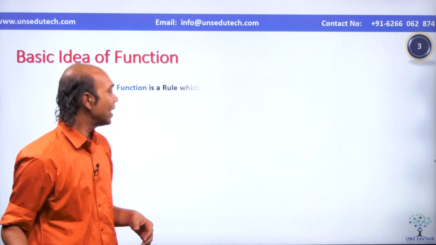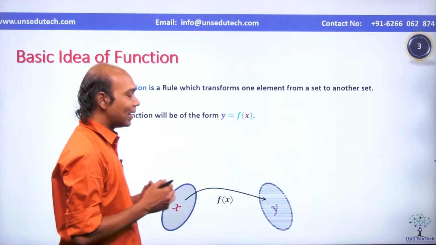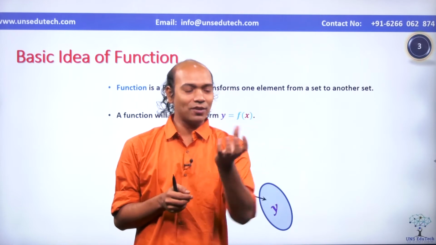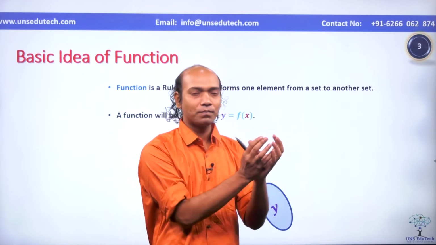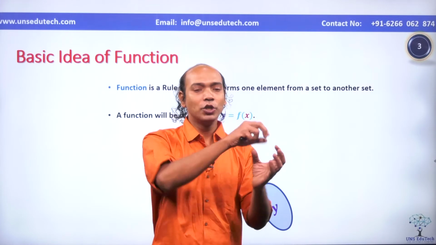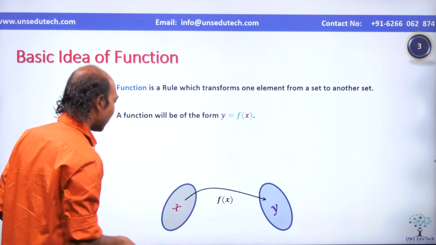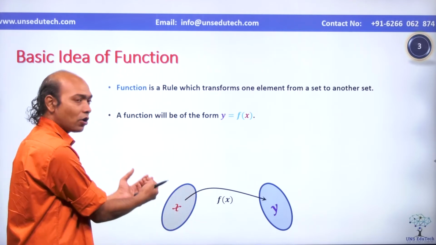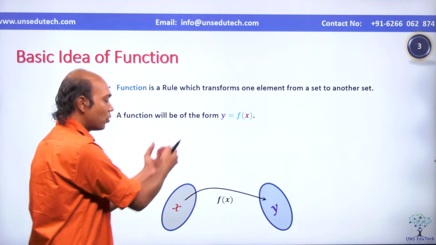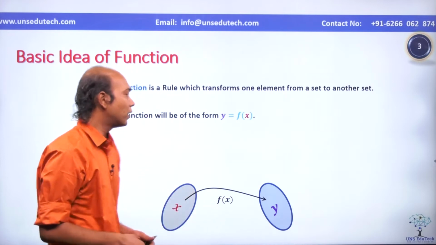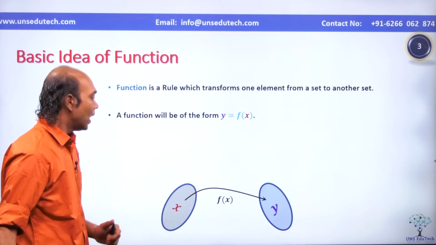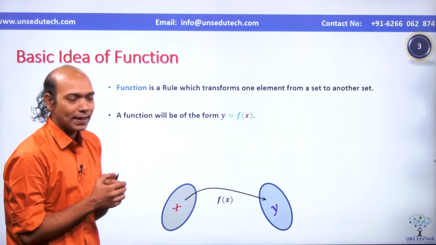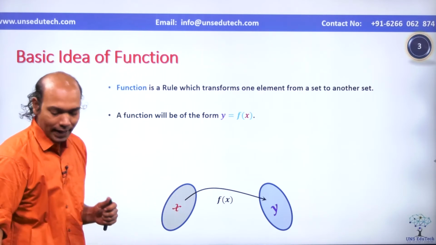So, here for any function, we say there is a rule that takes one element from one set, or one collection of numbers, to another one. So here take x and y. So with the function f(x), the element of this set goes to another set. So that's called a function. Now, if that happens, what basically happens? Think about it, we take an example.